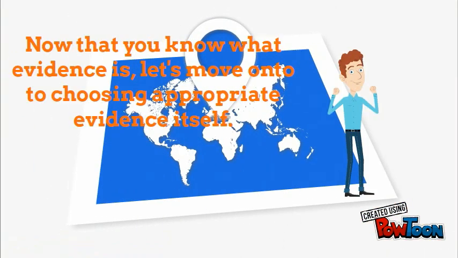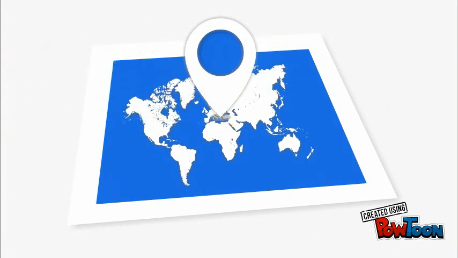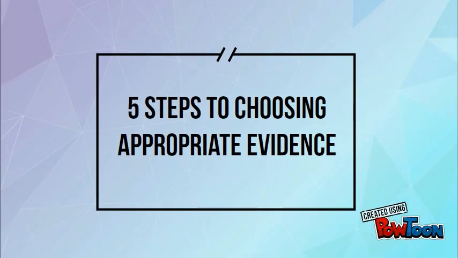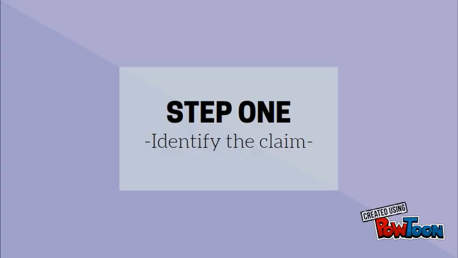Now that we have gone over what evidence is, let's move on to how to choose appropriate evidence. These are the 5 steps to choosing appropriate evidence. Step 1. Identify the claim you are trying to support with your evidence.